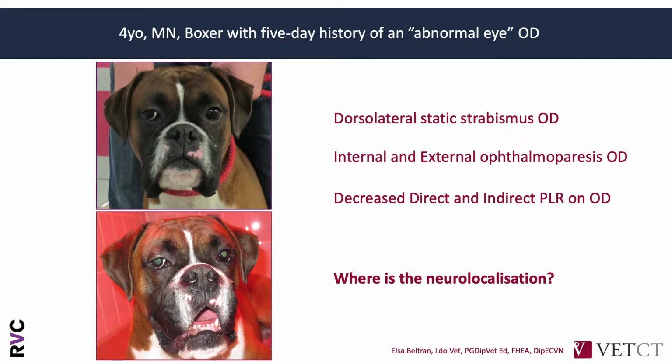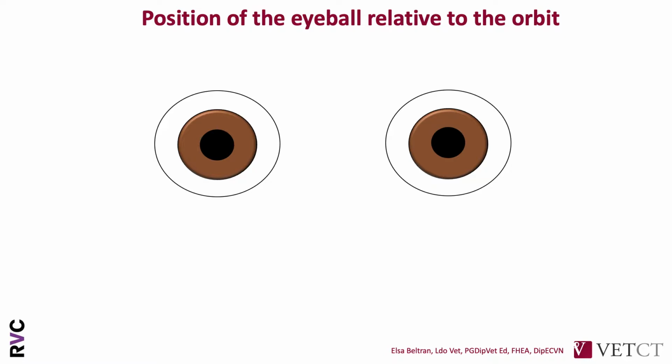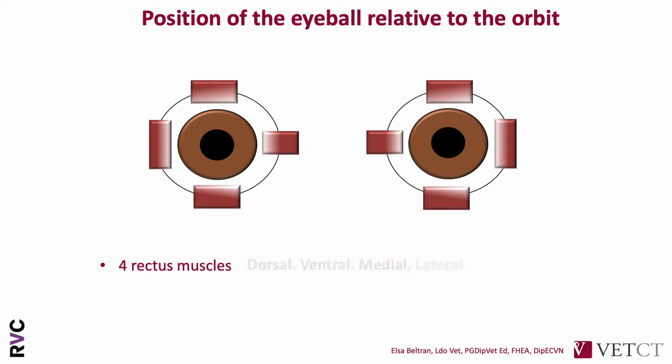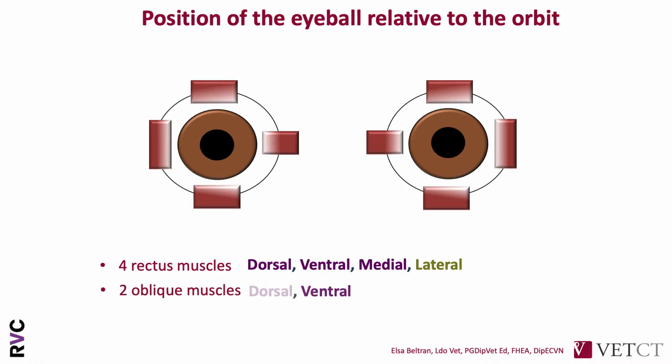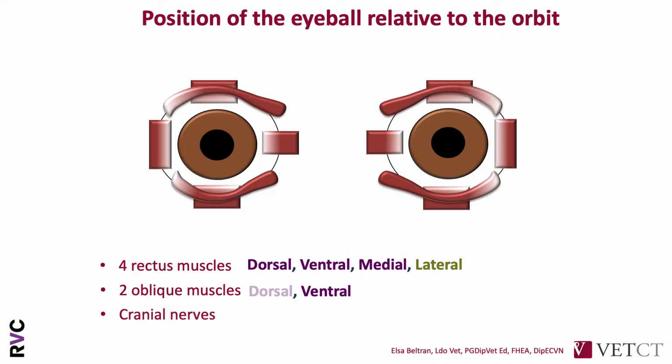If we have a static strabismus, it's an abnormal position of the eyeball relative to the orbit. So one of the structures that contribute to the position of the eyeball relative to the orbit are the extraocular muscles. This is just a summary. If you remember, there are 4 rectus muscles, named dorsal, ventral, medial, and lateral. And we also have 2 obliques, the dorsal and the ventral oblique. There are 3 cranial nerves that innervate the extraocular muscles, which are the oculomotor, the trochlear, and the abducens.